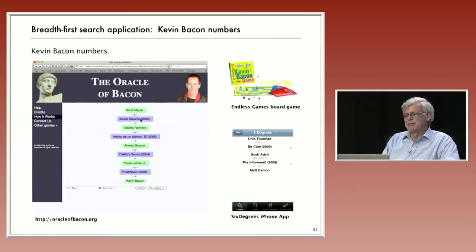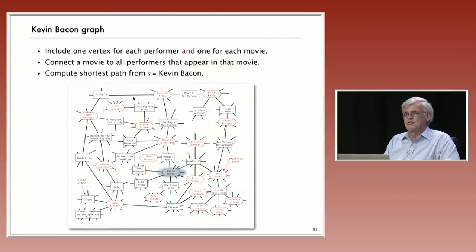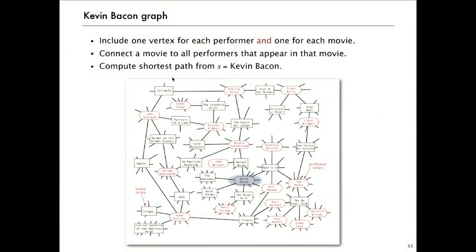So that's all implementation of breadth-first search on the Kevin Bacon graph, where we include one vertex for each performer, one vertex for each movie, connect the movie to all performers that appear in the movie, and compute the shortest path from Kevin Bacon to every actor. If you follow back through that path, you get the proof of the Kevin Bacon number for each actor, and we have an implementation of that on the book site. So that's another example.